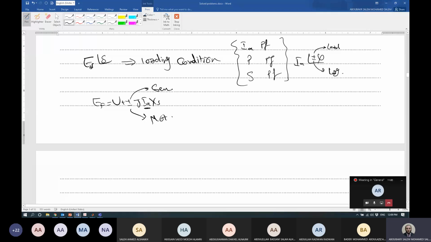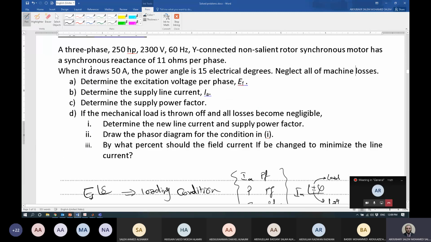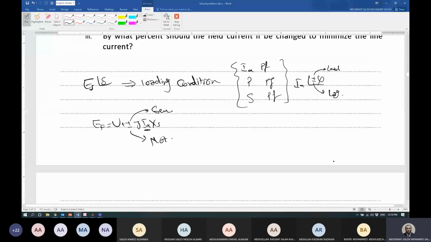Now here in this problem, you can see that the current is given without power factor, and the excitation voltage is unknown. However, the power angle is given. So parts of the vectors are here, however other parts are not defined. So what we can do, we can use the triangle relations or solve by using a graphical way. How can we solve using the graphical way or triangle relations? This is what we are going to select.